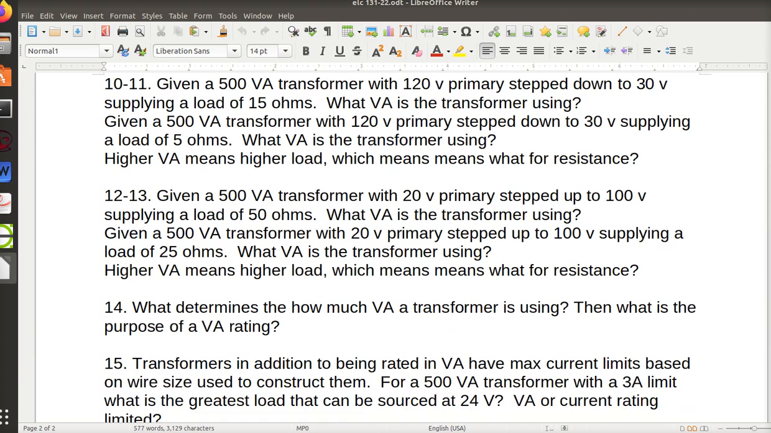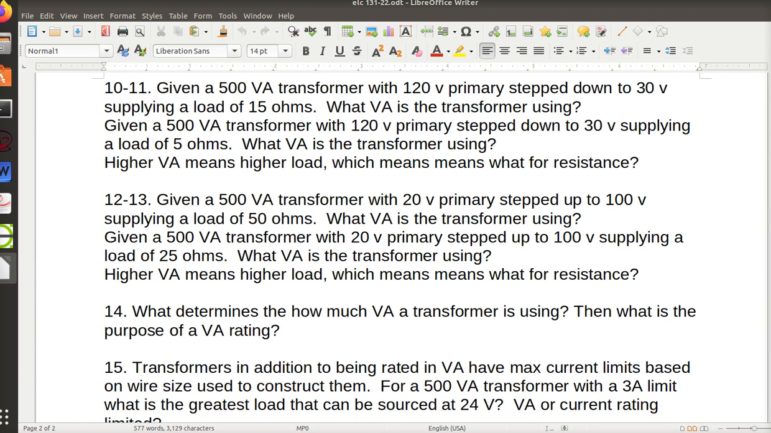Alright. Given a 500 VA transformer with a 120 volt primary, stepping down to 30 volts, supplying a load of 15 ohms, what VA is the transformer using? Okay, so the 500 VA is its rating, but the load determines the current, and then the current times the voltage gives you the VA. And so what it's rated for and what it's using could be different. So this is a matter of 30 volts, 15 ohms, so that's 2 amps, so this is about 60 VA.